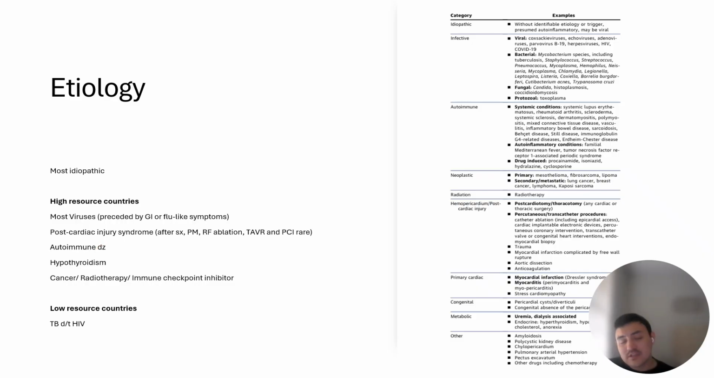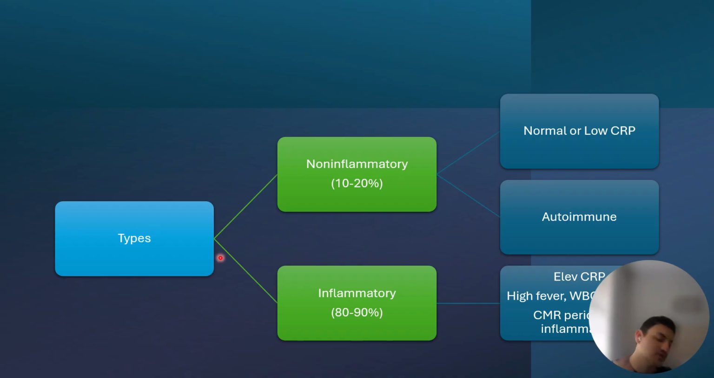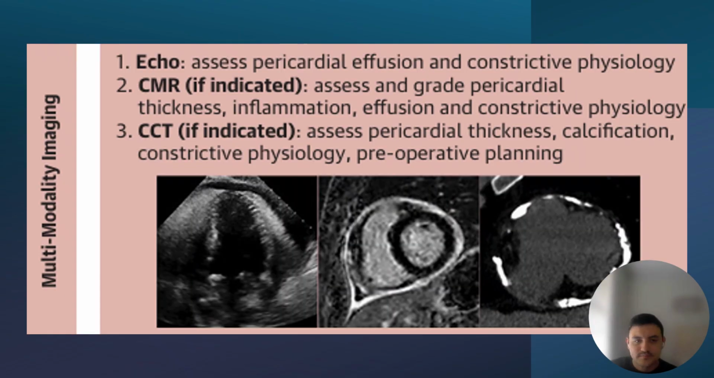Why? Because many patients may have some cardiac intervention. What is the classification? The classification is important for the management. You are going to classify inflammatory and non-inflammatory. Inflammatory meaning there is inflammation, elevated markers of inflammation, CRP, high fevers, WBC, ESR, or also if you do a cardiac MRI, you're going to have pericardial inflammation, late gadolinium enhancement. Non-inflammatory, normal or low CRP. Usually this is because of autoimmune disease. Non-inflammatory is 10 to 20%.